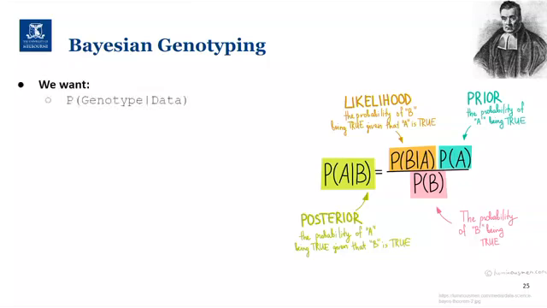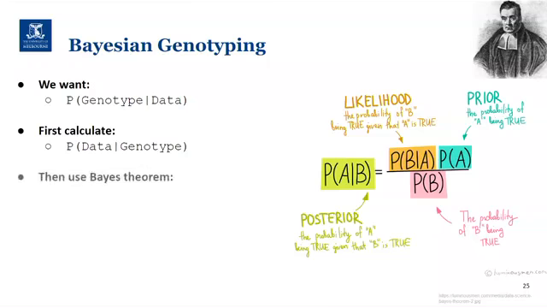So what we want to calculate is the probability of a genotype, given the data we have. But first we calculate the opposite, so the likelihood, the probability of the data given we consider a specific genotype, and then we use Bayes' theorem to calculate this probability.